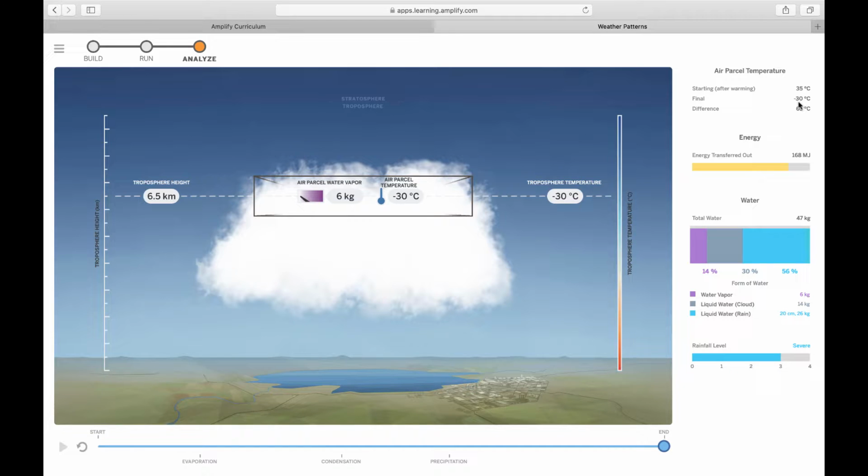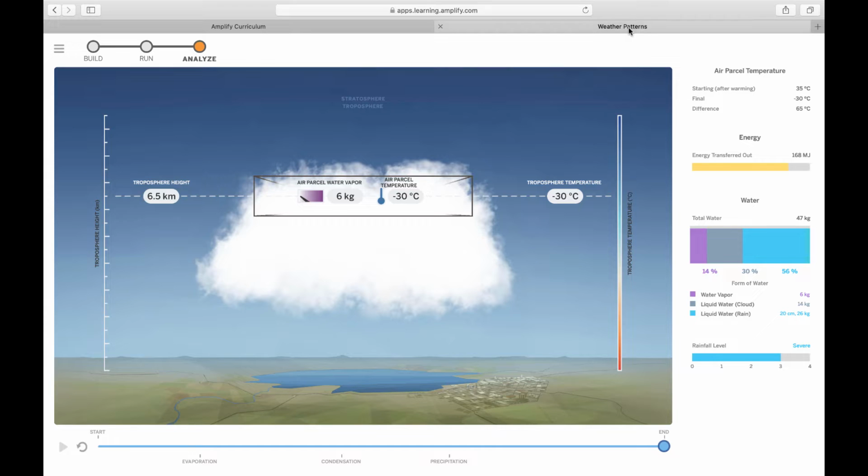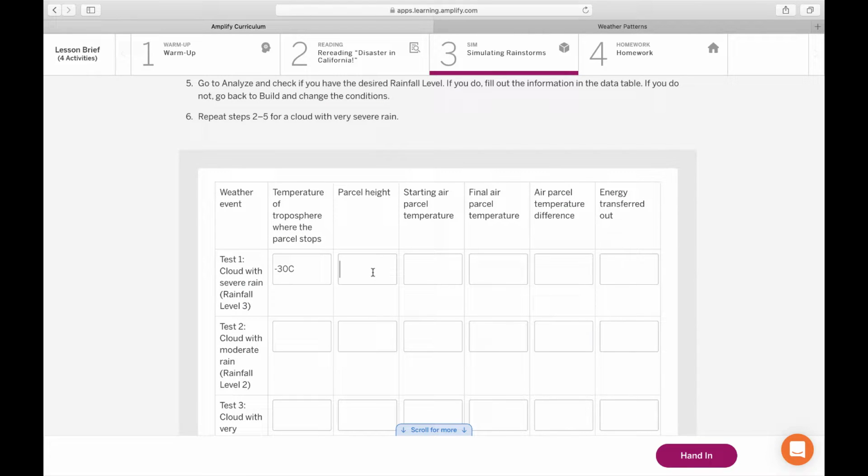And our final air temperature is right there. It is -30. So we come up here, temperature of the troposphere where the air parcel stops. Well, that is -30 degrees Celsius. Next, it wants us to find parcel height. And so if we come back up here, we can find parcel height. It is written right here at the very end, 6.5 kilometers. So that meant our air parcel climbed to 6.5 kilometers. And there's about 1.5 kilometers per mile. So you can get an idea of what's happening there.